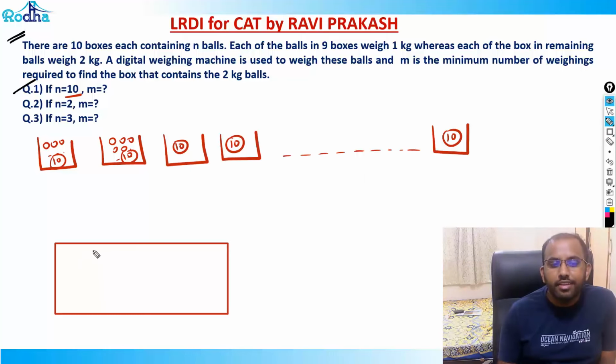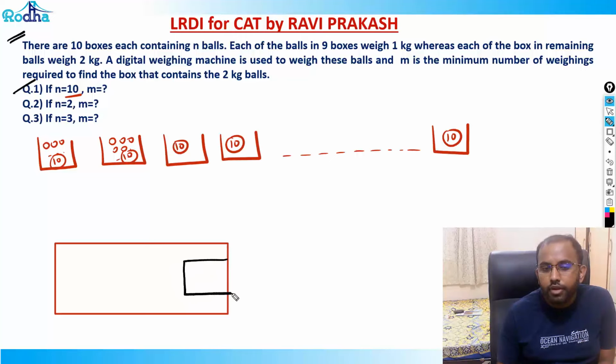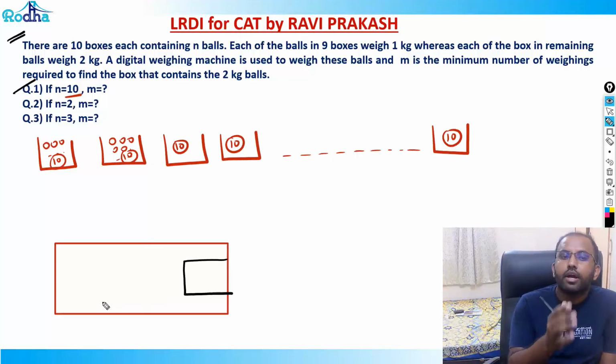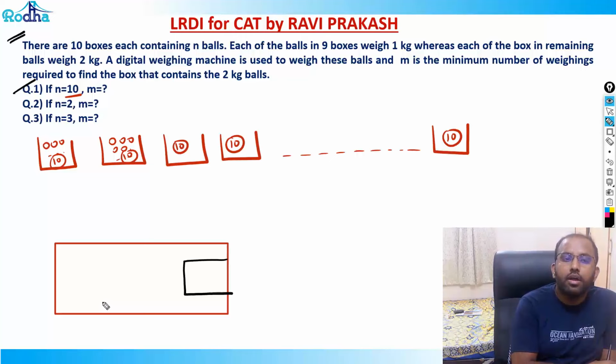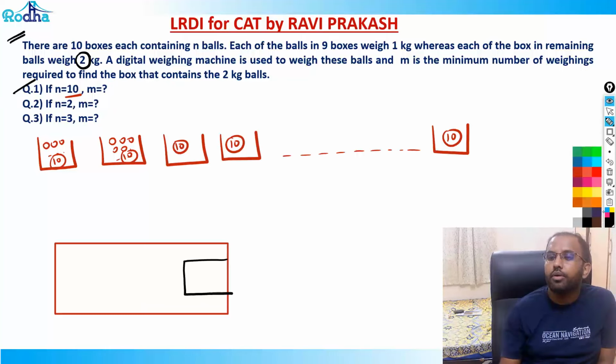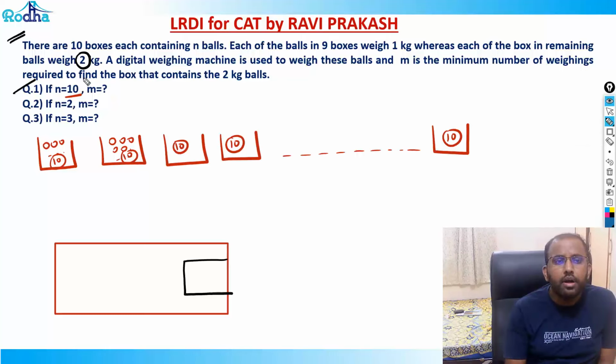Now let's say there are 10 balls in each box, and there's a digital weighing machine here with a reading meter. The whole point of the set is that we can't differentiate between the bags. All the bags are identical and I have to differentiate between them. So how to find that 2 kg ball with a minimum number of weighings? What will I do, guys?